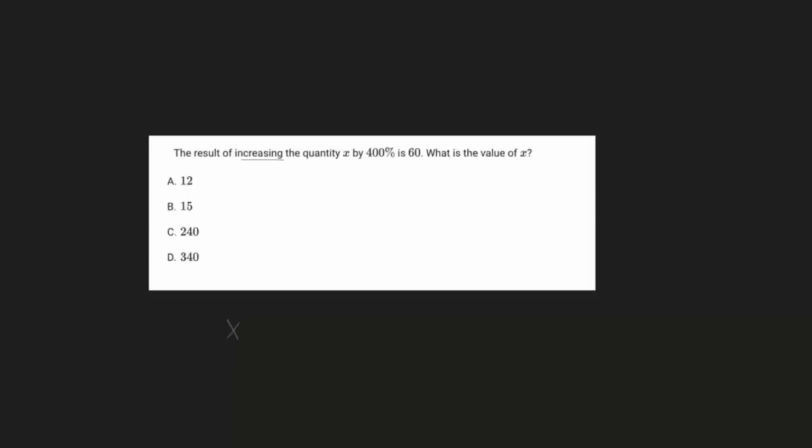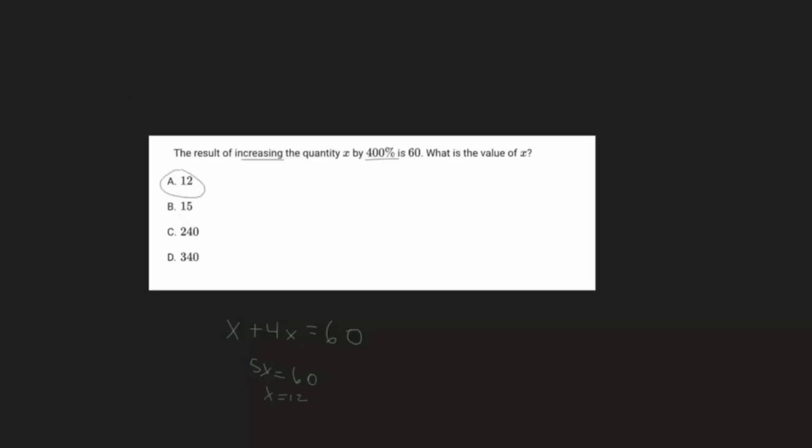We're increasing the quantity of x by 400%, right? So we're adding 400% of x to x. So we can just represent this by plus 4x. And we know our final value will be 60. And so in reality, this will just be 5x equals, it's not letting me write today, 5x equals 60. Therefore, solve for x, that's going to be 12, right?